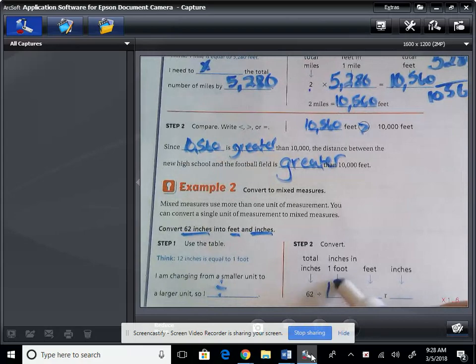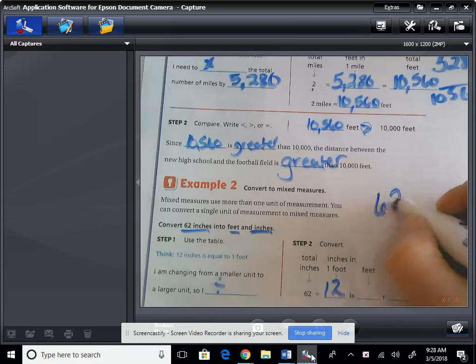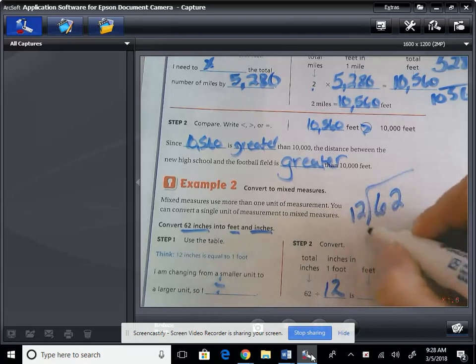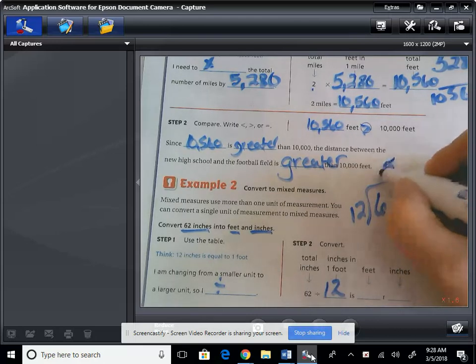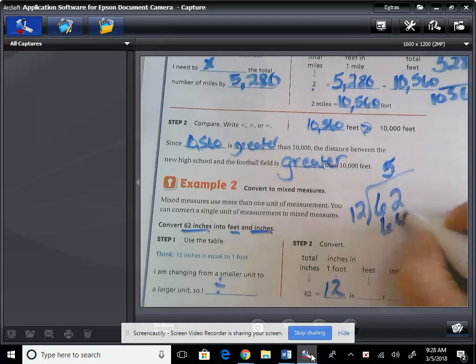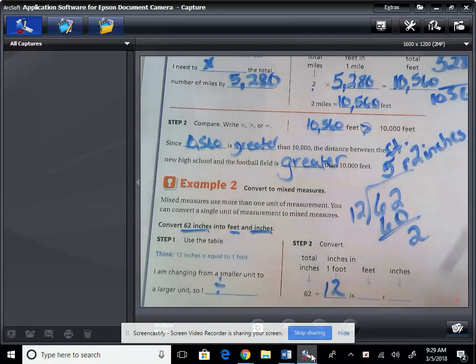So 62 divided by 12. Right here on the side, I'm going to do that. 62 divided by 12. I know the closest I can get is 5, because 12 times 5 is 60. And I have 2 left over. So the remainder is 2, and those are the 2 inches. This is the feet. So I have 5 feet and 2 inches. So 62 inches is equal to 5 feet, 2 inches.